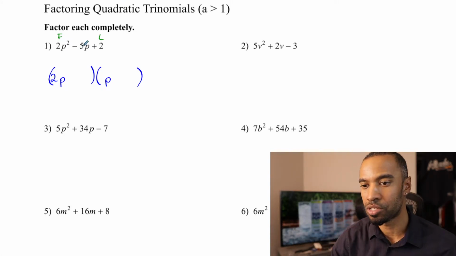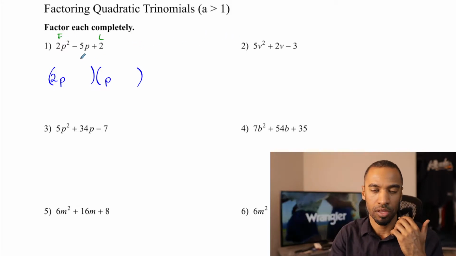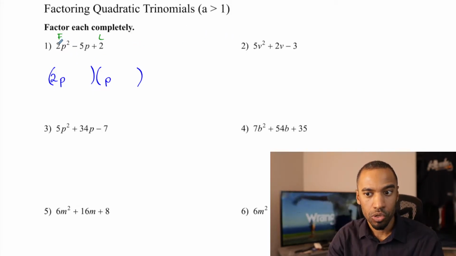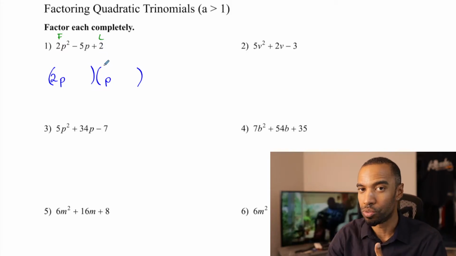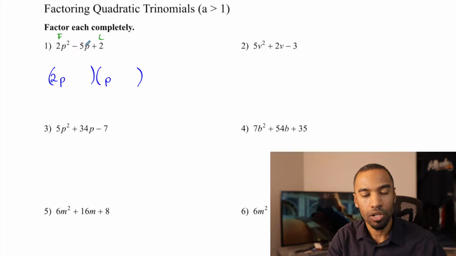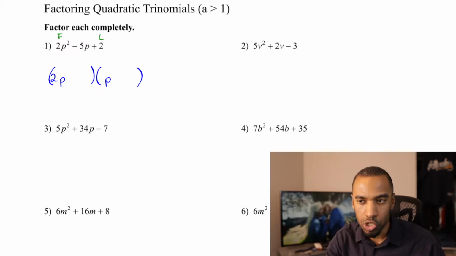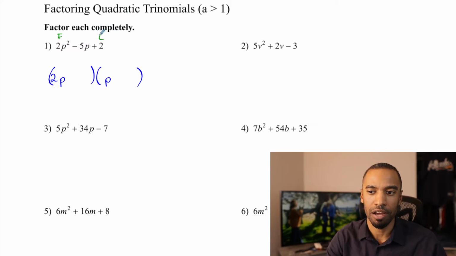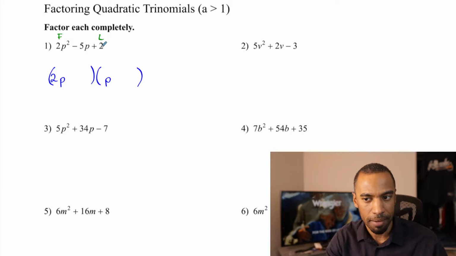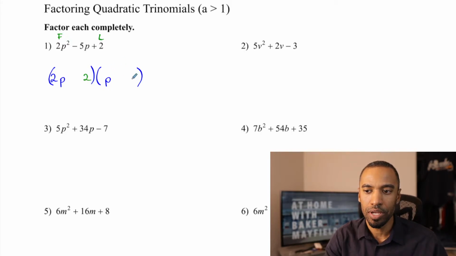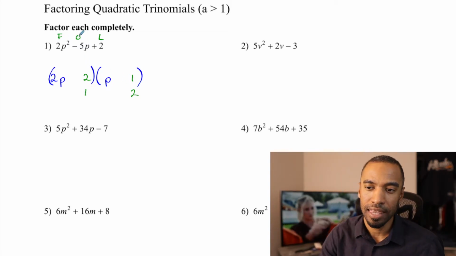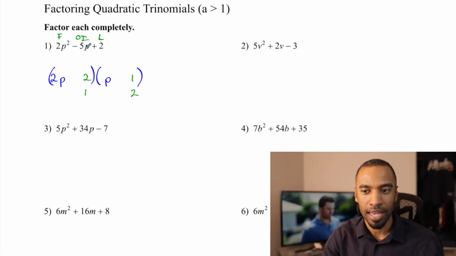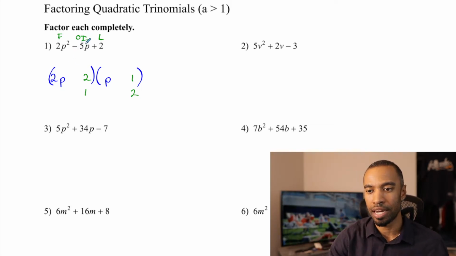And the good news is, with the earlier problems, we're going to be dealing with a lot of what are called prime factors. 2 can only come from 2 times 1, and 2 can only come from 2 times 1 again. So the end goal for us is to construct some sort of version of this last term here with some 2 times 1, either a 2 here and a 1 here, or a 1 here and a 2 here, so that when we FOIL, when we get the outside and inside multiplied and combined with like terms, we get a negative 5.